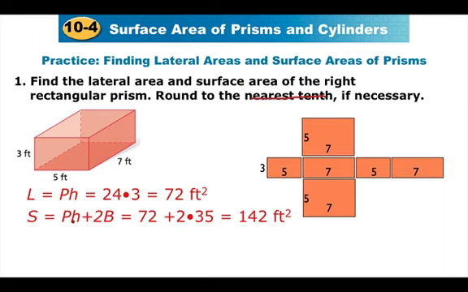This is my lateral, 2 times 35. Why 35? Because 5 times 7 is 35. And then once I add these two numbers, this is my final answer to number 1. So the surface area of this right rectangular prism is 142 square feet. Let's move on to the next slide.